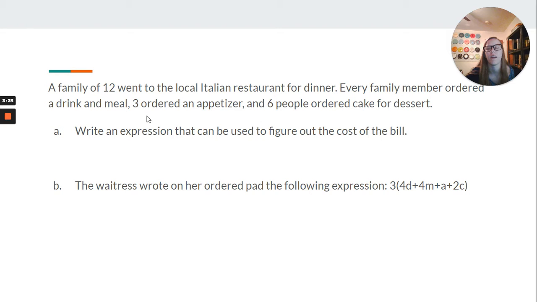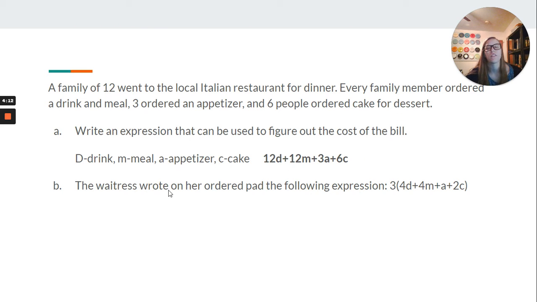Now, another one. A family of 12 went to the local Italian restaurant for dinner. Every family member ordered a drink and a meal. So that's 12 drinks, 12 meals. Three of them ordered an appetizer, and six people ordered cake for dessert. So it wants us to write an expression that can be used to figure out the cost of the bill. So D is drink, M is meal, A is appetizer, and C is cake. So we have 12 times D, because everyone ordered a drink, plus 12 times M, because everyone ordered a meal, plus 3 times A, because only 3 ordered the appetizer, plus 6 times C, because only 6 ordered cake.